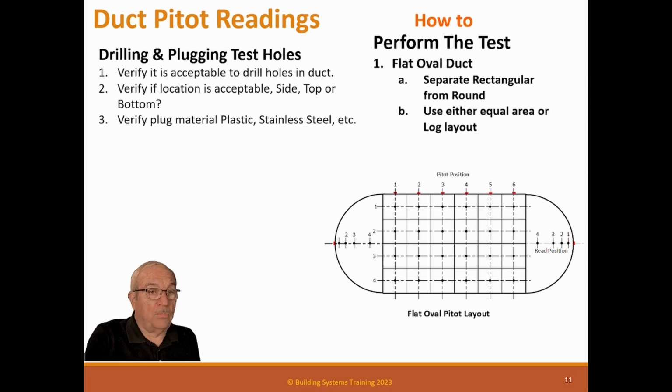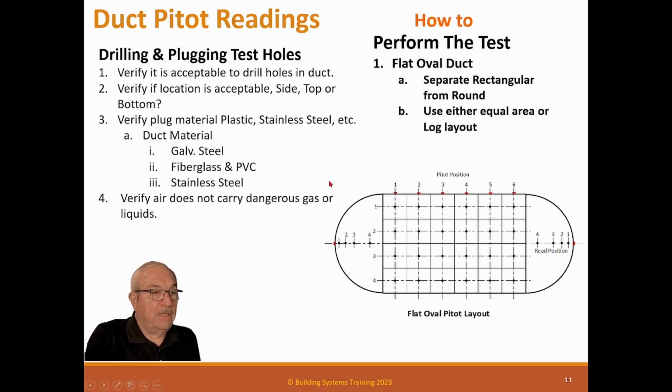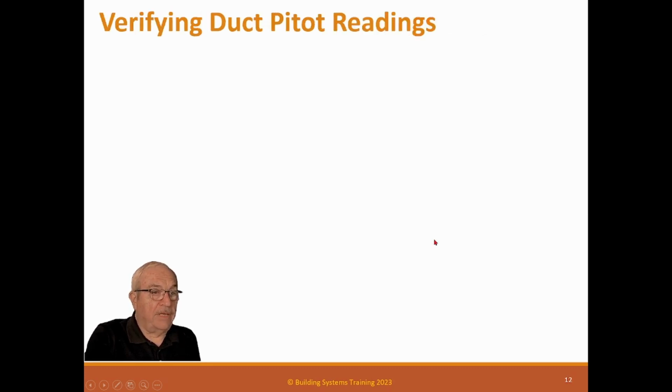So this has to be worked out ahead of time, so you know what your hole plug situation is, what you need to use. The duct material might be galvanized steel, fiberglass, PVC, or stainless steel. Verify the air does not carry dangerous gases or liquids. And the liquids problem is only on an exhaust system, depending on what it is. So that's basically how you lay out a flat oval duct.